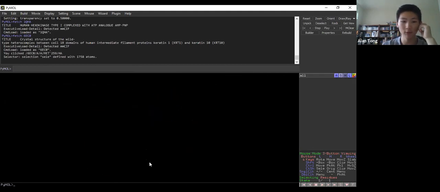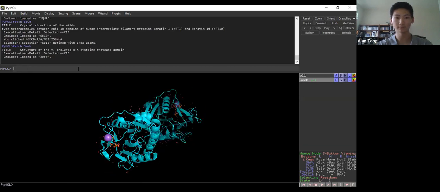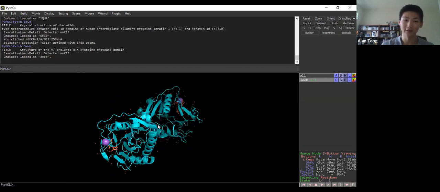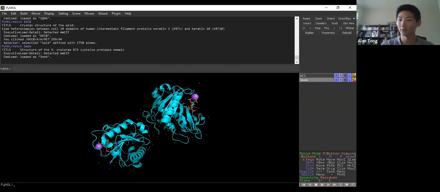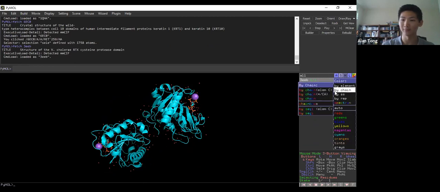And so if we go back to another demonstration file, the next one I have is called 3EEB. So this is a cysteine protease from cholera, 3EEB. So I'm gonna say fetch 3EEB, check it out. This is our molecule right here. We can color it in any way we want. We can color it by chain, for example.